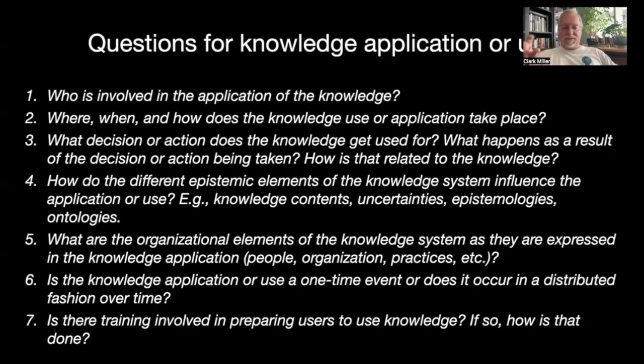as we think about our knowledge system definitions, right, we had a bunch of epistemic elements, right? Contents, uncertainties, epistemologies, ontologies. How do those things influence the way that the knowledge gets used, right? So, an obvious example in the case of medicine is that the doctor doesn't start off the conversation with much in the way of understanding. I mean, maybe if it's a doctor that I've seen many times before, they have some knowledge of my history, some knowledge of who I am.